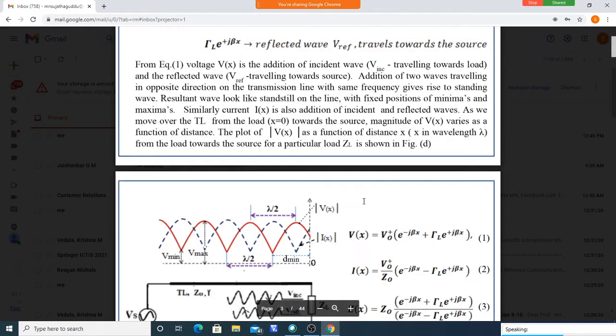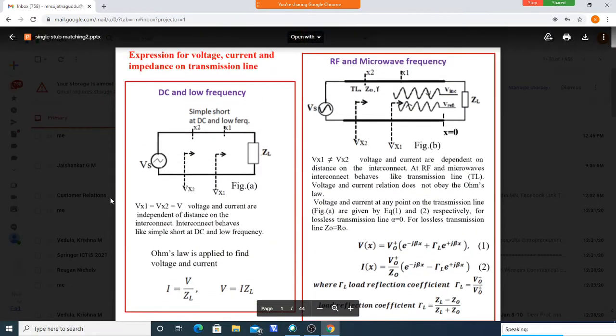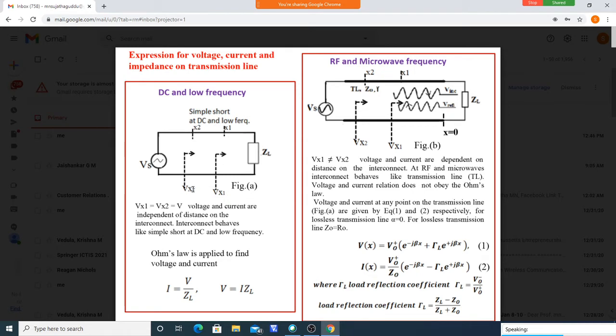So, see this equation, impedance at any point. If you use a simple short circuit, as we studied in the previous semester, then the voltage Vx2 is equal to Vx1. If it is a simple short circuit at DC and low frequency, this will happen. If you measure the voltage at x2 and x1, that is Vx2 and Vx1, you will observe both are equal, equal to the load voltage across ZL.